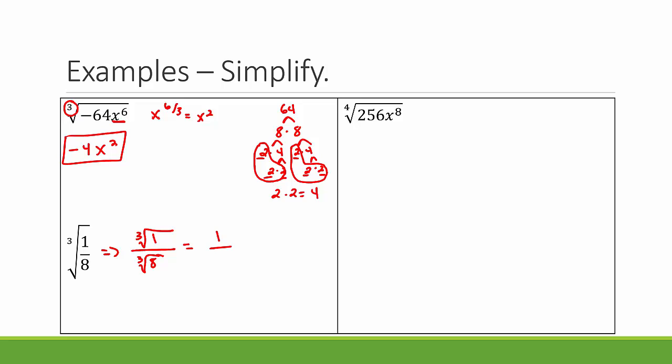What can I multiply times itself 3 times to get 8? Again, if you don't know, you could do a factor tree and you're trying to find a group of 3 of a kind to put into a group. So here, the cube root of 8 is 2 because 2 times 2 times 2 is 8. So my answer would be 1/2.